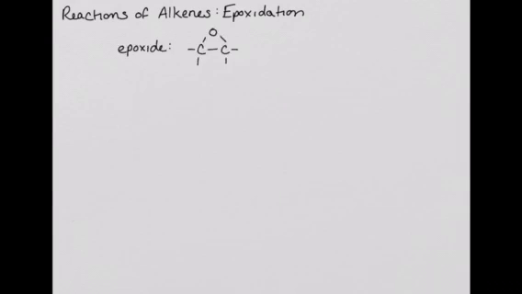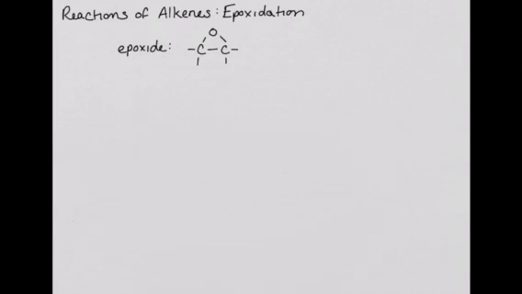The topic of this lecture will be the epoxidation of alkenes. An epoxide is a three-membered ring containing oxygen. As you can imagine, a three-membered ring containing oxygen is very reactive, and we will, later in the semester, talk about the reactions of epoxides, but first we're going to talk about how to synthesize them.